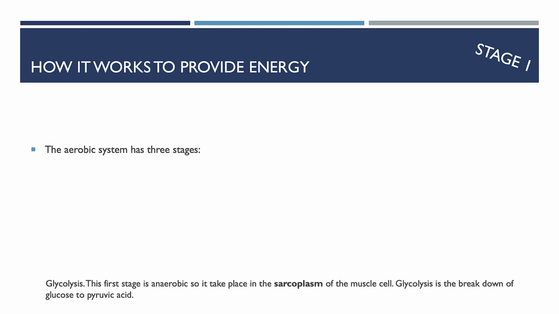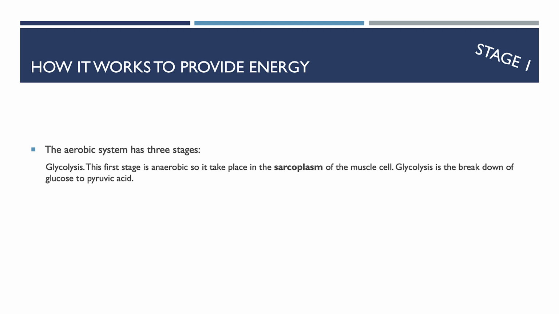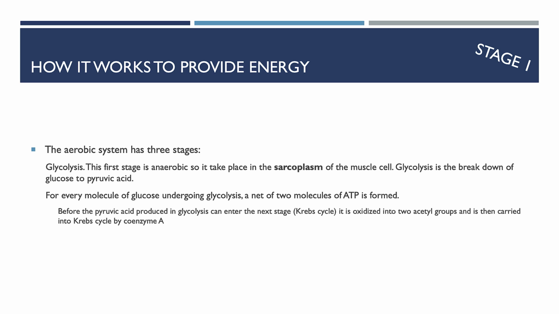How the aerobic system works. It has 3 stages. Glycolysis, the first stage, is anaerobic, so it takes place in the sarcoplasm of the muscles. Glycolysis is the breakdown of glucose to pyruvic acid. For every molecule of glucose undergoing glycolysis, a net of 2 molecules of ATP is formed. Before the pyruvic acid produced in glycolysis can enter the next stage, it is oxidized into 2 acetyl groups, and this is then carried into the Krebs cycle by coenzyme A.